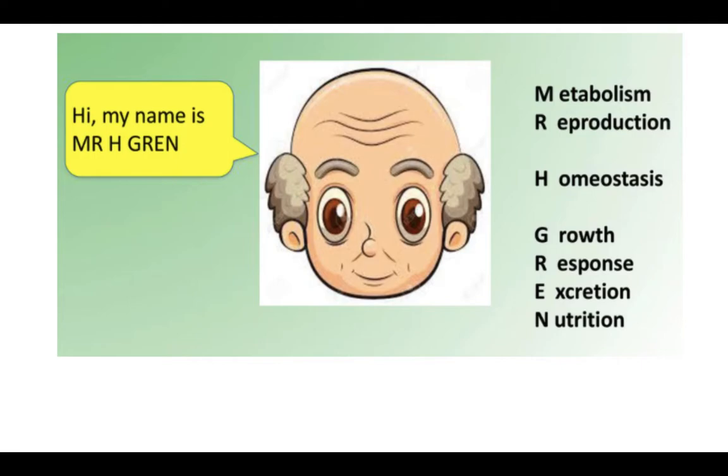Mr. H. Gren can help us remember the 7 functions of life because, as you can see, it's a mnemonic. So metabolism, reproduction, homeostasis, growth, response, excretion, and nutrition. Those are the 7 functions of life. So anything that's alive can do all 7 of these functions.